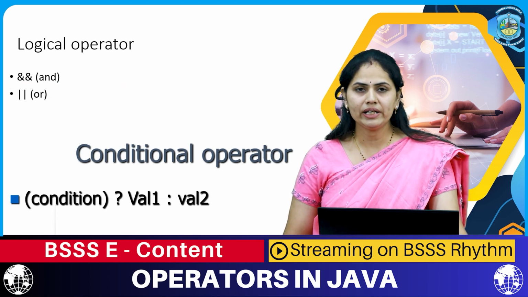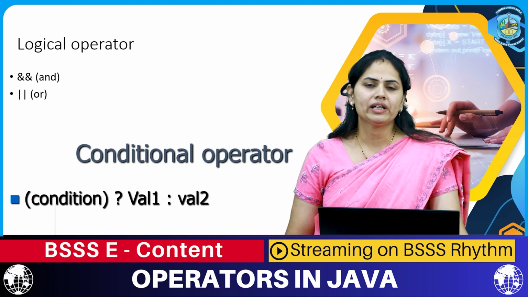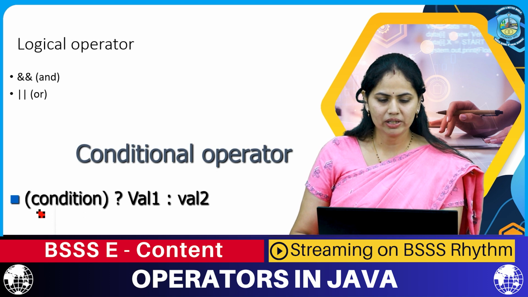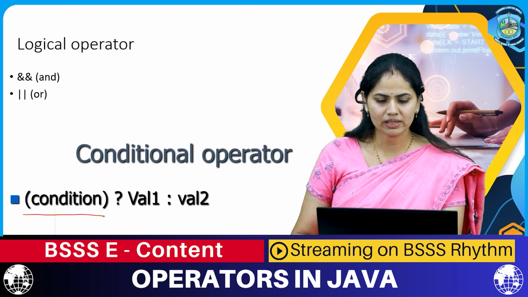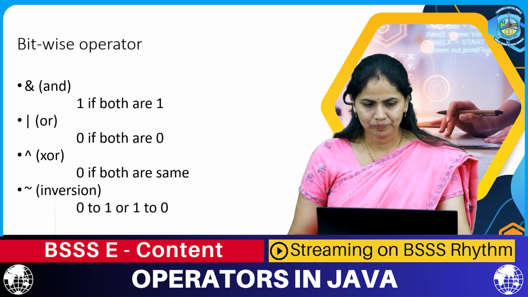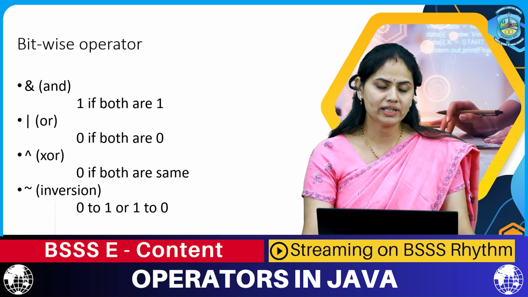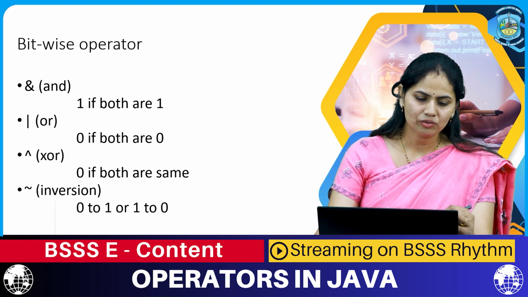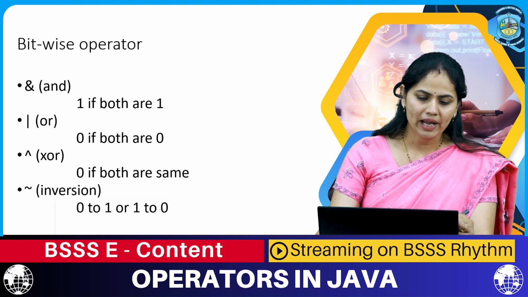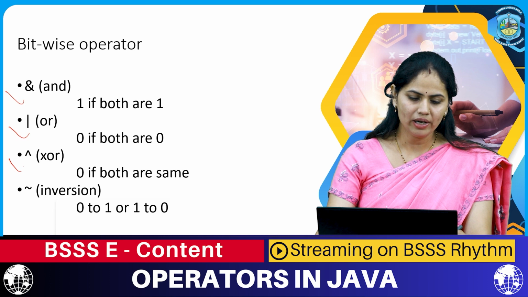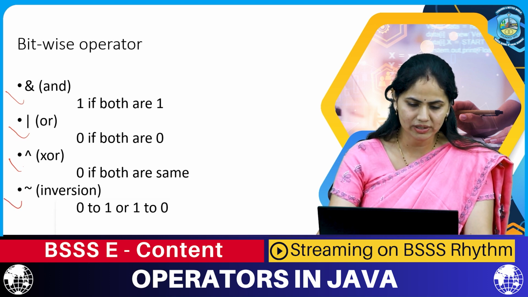Now, we have the conditional operator where we can give the condition. So, we can use the conditional operator, we can give a condition, then the operator, then the first value and the second value. Next is the bitwise operator, where we use these symbols for AND, OR, exclusive OR (XOR) and inversion. So, these are the signs which we use as bitwise operators.